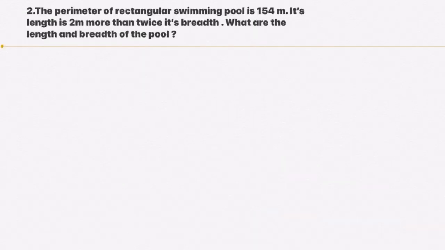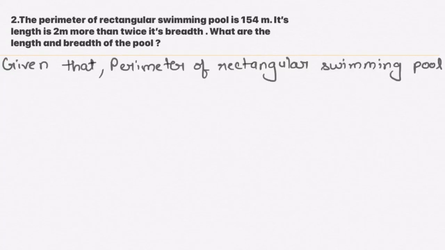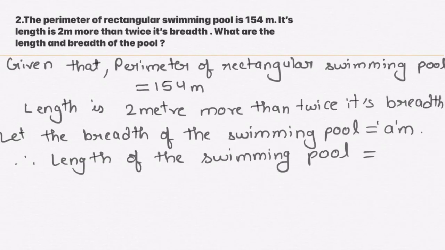Question 2. The perimeter of a rectangular swimming pool is 154 meter. Its length is 2 meter more than twice its breadth. What are the length and the breadth of the pool? In this question, first we are going to list all the given quantities. The first quantity that they have given us is the perimeter of a rectangular swimming pool, that is 154 meters. The next statement from the question, if we notice it properly, is that length is being compared with breadth.